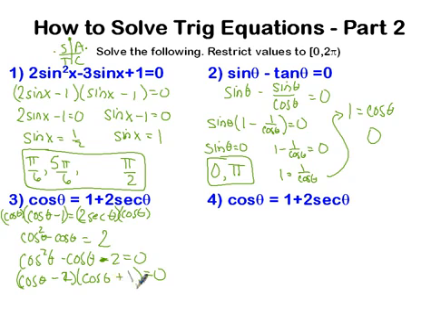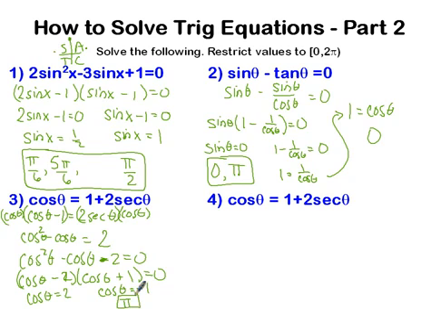All right, and now we're going to solve these independently. We're going to get cosine of theta is equal to 2. We're going to get cosine of theta is equal to negative 1. Now cosine can never equal 2, so that's undefined. And where is cosine where my x value is negative 1? That occurs at pi.